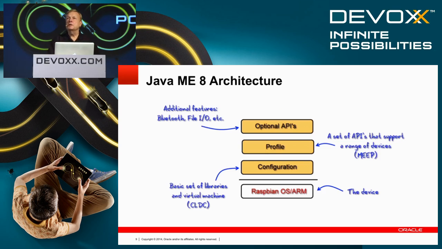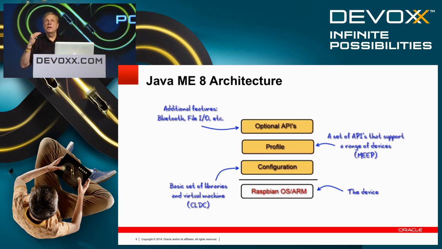So the Java ME architecture on the Raspberry Pi, at the lowest level, you've got the device, and on the device is an operating system. The Raspberry Pi runs Linux. As a matter of fact, there's a special distribution of Linux called Raspbian, which is based upon Debian. And the Raspberry Pi has an ARM chip. Above that, we have a basic set of libraries and a virtual machine, called CLDC, Connected Limited Device Configuration. And then above that, we have a set of APIs called MEEP.